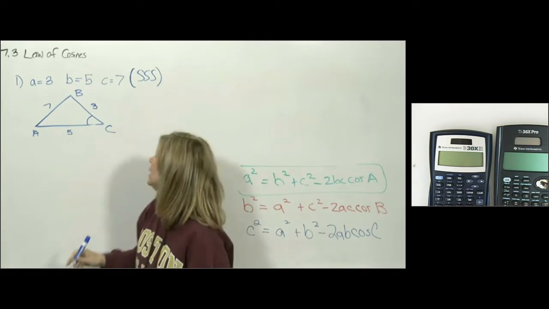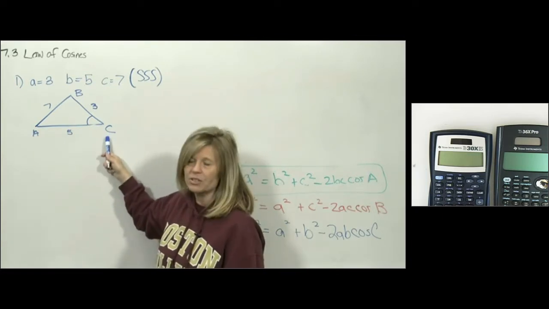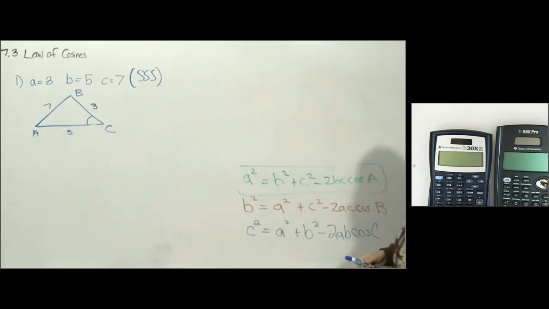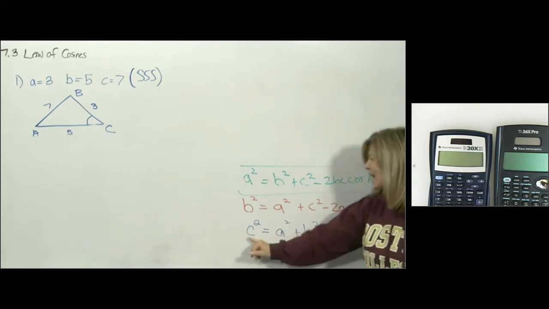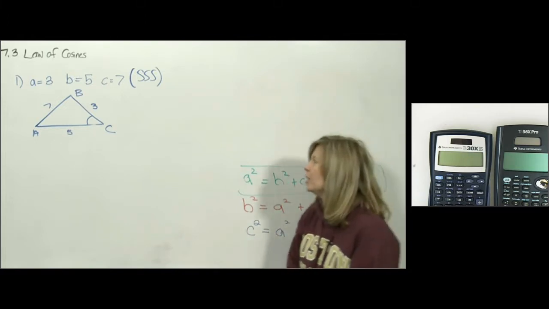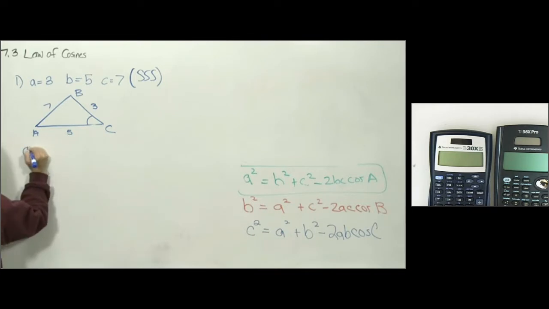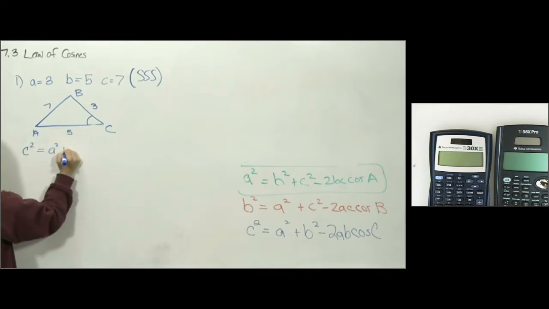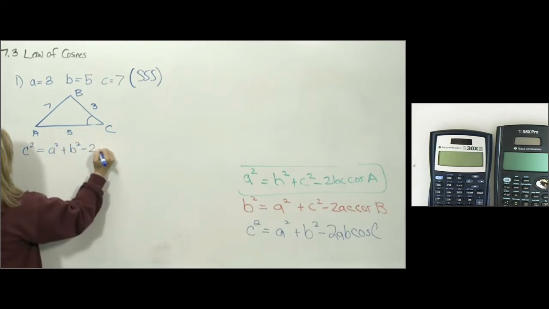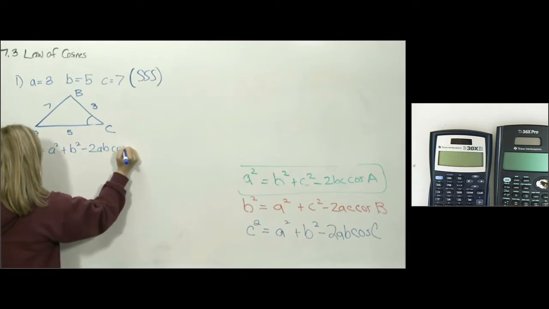If I want to find angle C first, how do I decide which way to write law of cosines? Very simple. If I want to find angle C, C's got to be at the end of the formula, which means it's got to start out with side C. So that's how I decide. So I'm going to use C squared equals A squared plus B squared minus 2AB cosine C.